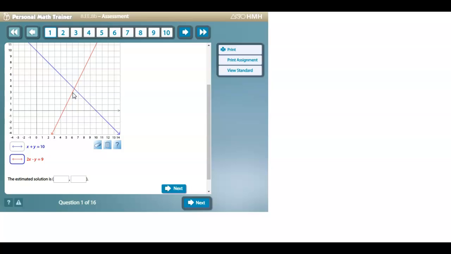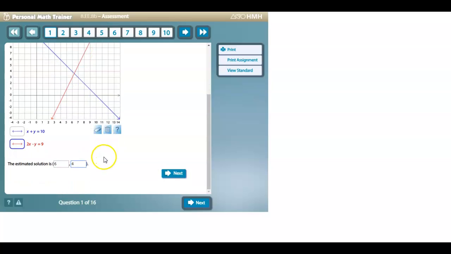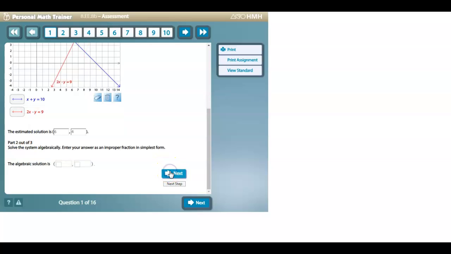Okay, so now where do they intersect? They intersect at close to 6, and close to 4, right before 4. So what I'm going to do is I'm going to say 6 and 4. Let me check. I hope I get it right. Oh, it's not going to tell me if I got it right. Okay, well, that's what I'm going to put.